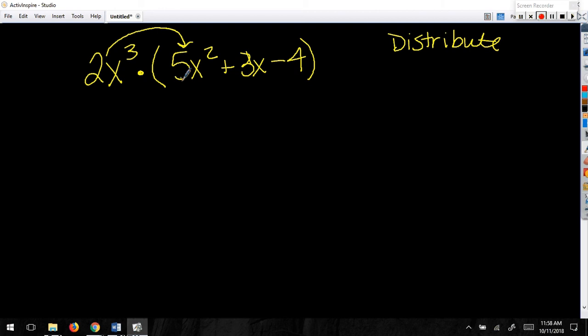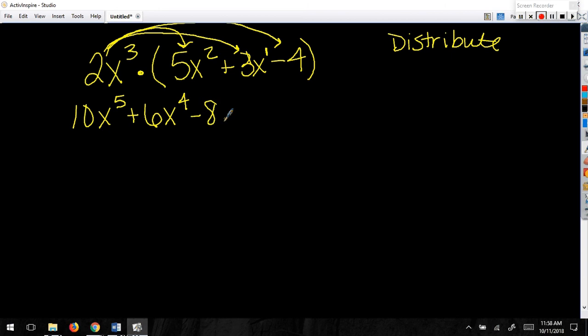Here we multiply the numbers in front, so 2 times 5 is 10. And then we add those exponents together, so 3 plus 2 is 5. Again here, 2 times 3 is 6, and 3 plus 1 is 4. Then to the very last term, 2 times negative 4 is negative 8, and we just have the x to the 3rd. So that is simple distributing.